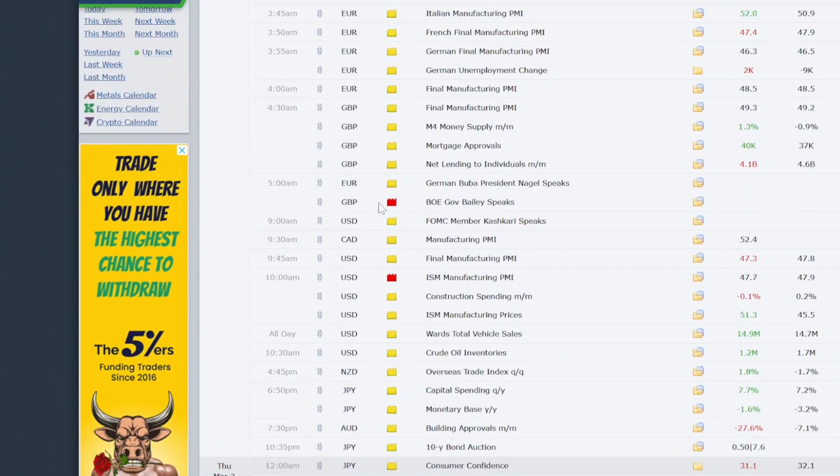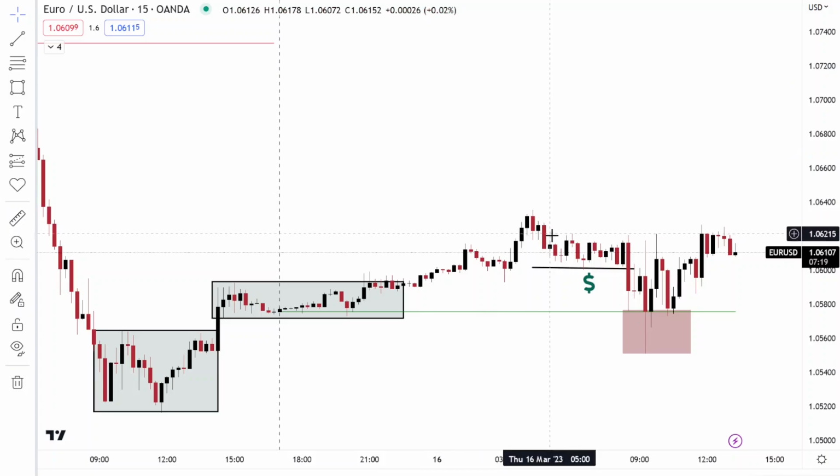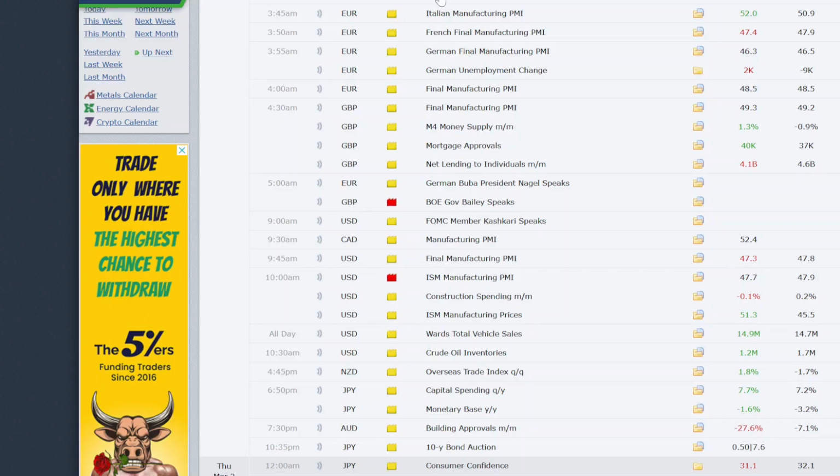So we have two red folders on the 1st of March. We have a 5 a.m. GBP news, and we have a 10 a.m. USD news. So what we're going to do is go to Euro USD. Why Euro USD? Because it crosses with the USD pair that we know there's going to be news at 10 a.m.